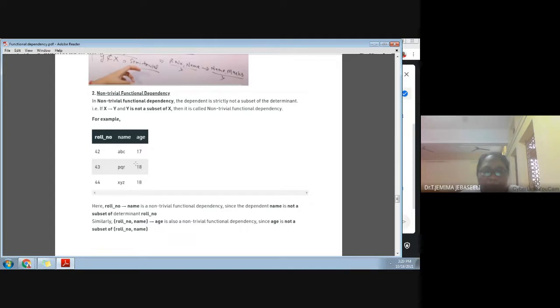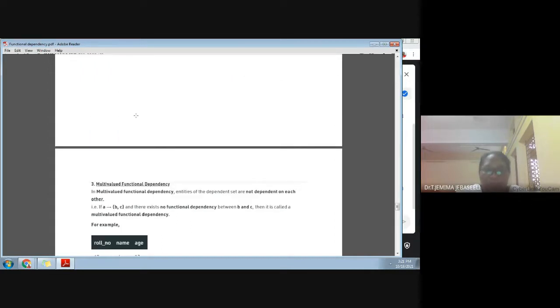In this table, the age contains different values for different names, right? So in this part it is having a different value, so it is not going to be functionally dependent. There is no common data present between roll number and name. There are no common values. Roll number, name, and age also, there are no common values. X intersection Y is going to be an empty one. That is why it is called a non-trivial functional dependency.